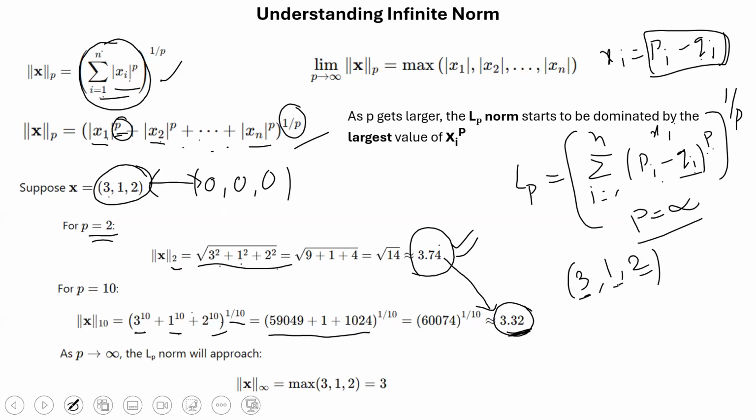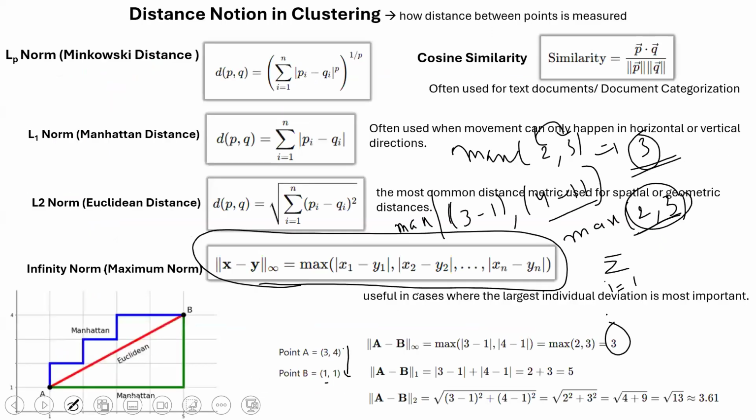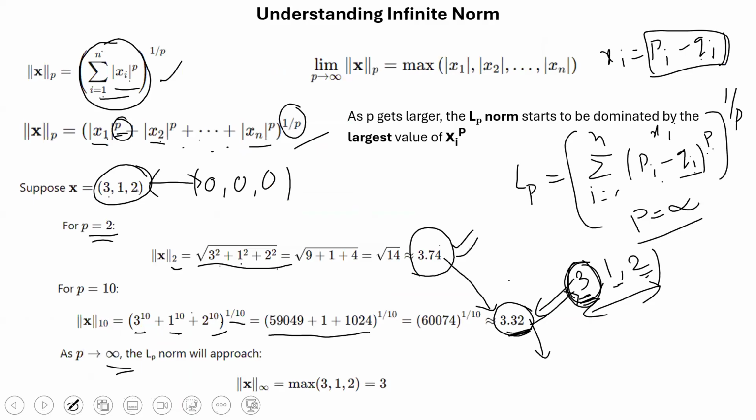If you carefully observe, this value 3.32 is close to the maximum term within this, right? It is close to 3. And when you increase p to infinity, this value becomes even lower and will be closer to 3, the maximum term in the point that is given to you. That is the intuition behind the formula of the Lp norm. What does the L infinity norm, or infinite norm, say? It is the maximum of the differences between the dimensions of the points. That is what the infinite norm is, and this is the understanding of the infinite norm.